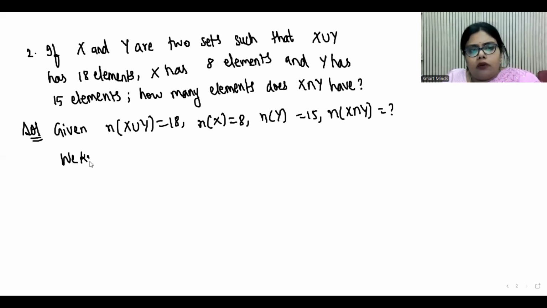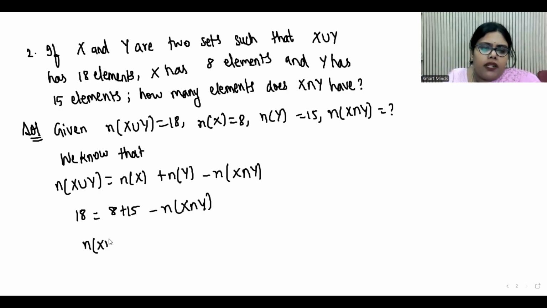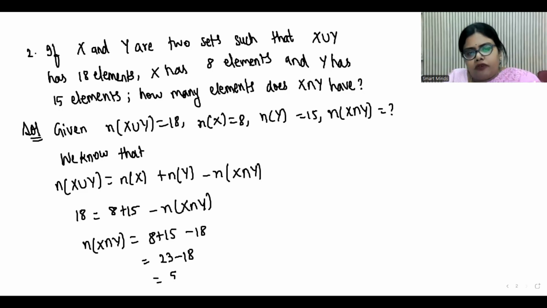So we have a formula. What is that formula? N of x union y equals n of x plus n of y minus n of x intersection y. Now to find n of x intersection y, let us substitute first. So 18 is equal to 8 plus 15 minus n of x intersection y. So how do you find n of x intersection y? 8 plus 15 minus 18. 8 plus 15 is 23, minus 18, which is equal to 5.